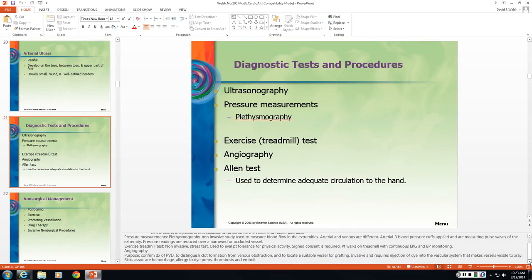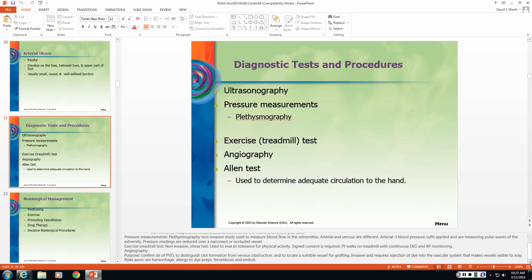Now, angiography is basically used to confirm the diagnosis of PVD. It's also used to distinguish clot formation from a venous obstruction and to locate a suitable vessel for grafting. It is invasive and requires injection of dye into the vascular system that makes the vessel visible to X-ray. Some risks from this are going to be hemorrhaging, allergy to dye preps, thrombosis, and emboli.